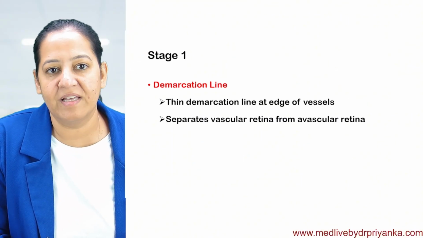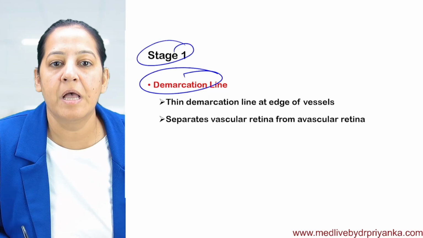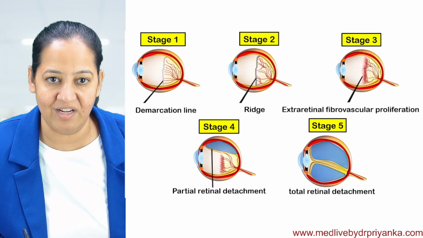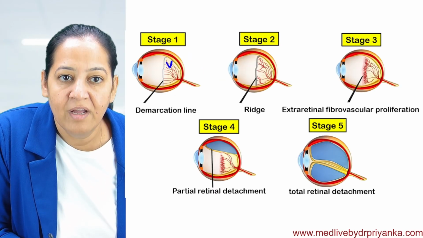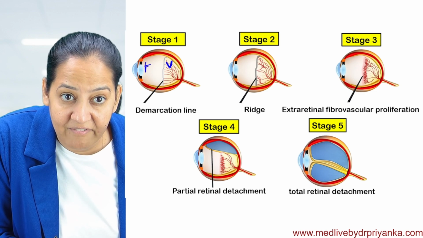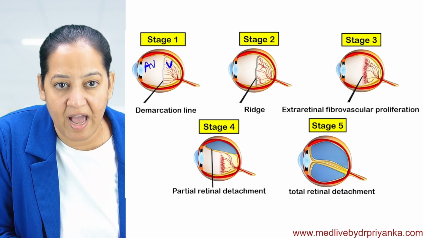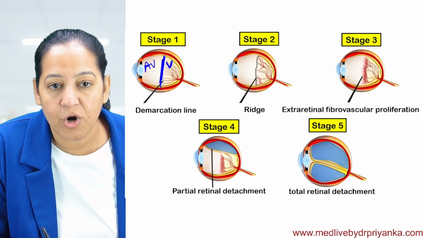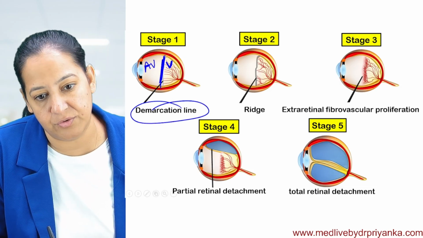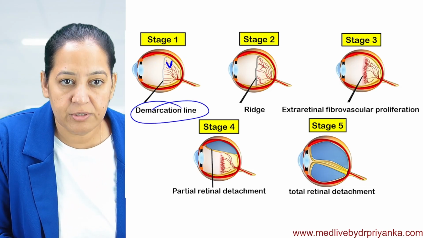Let me tell you what is happening in stage 1. There is a demarcation line between the vascular and avascular retina. Can you see? This retina is vascular and this retina is avascular. And I can see a line. Call it a demarcation line between the two. So this is the line.